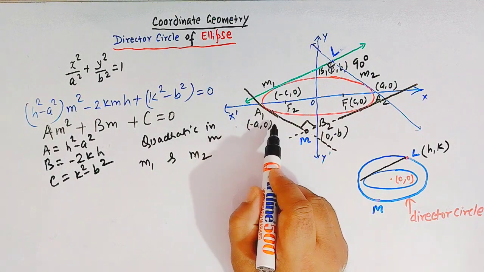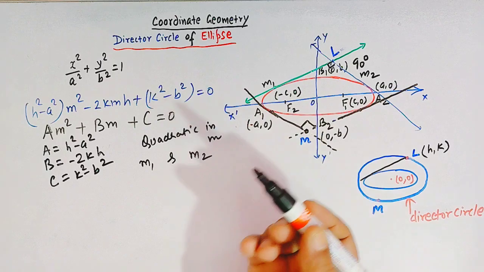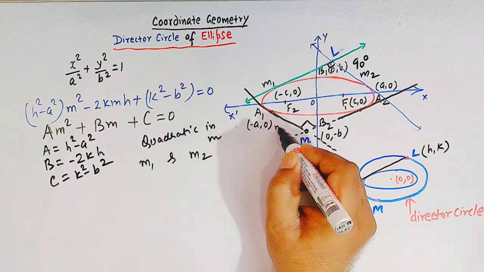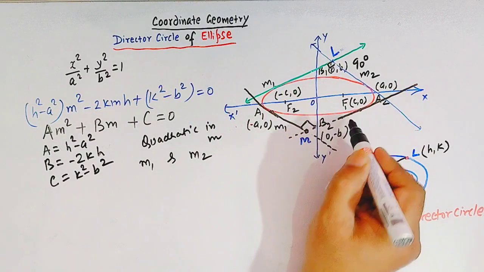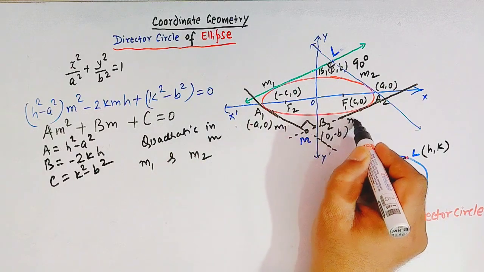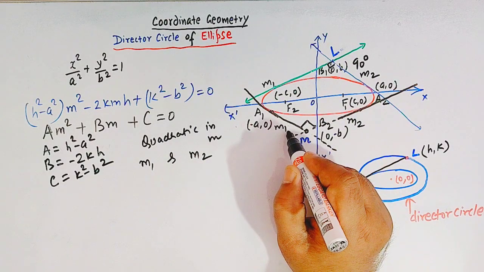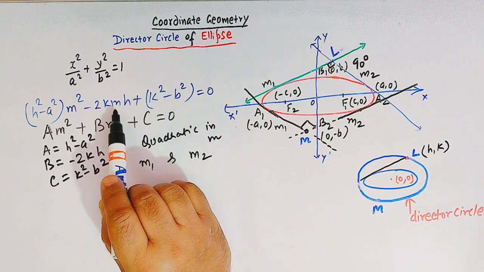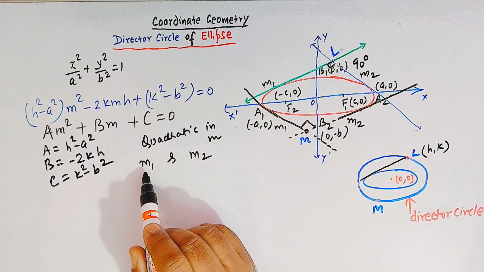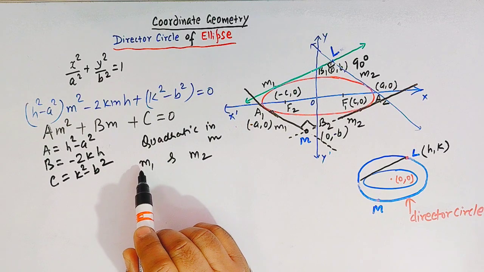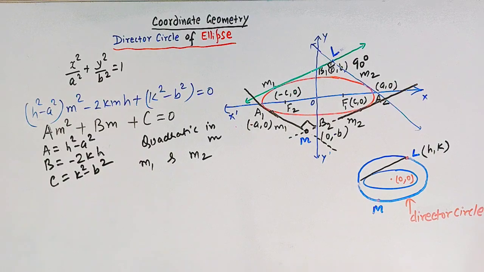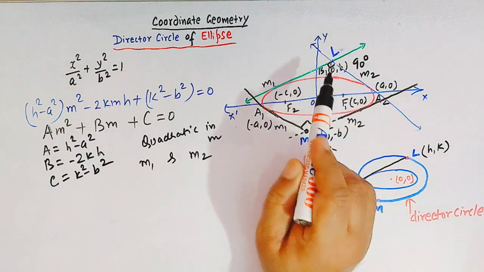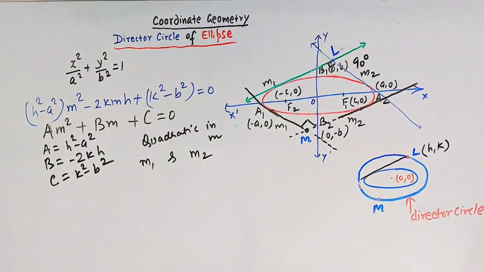And similarly, when we take these two tangents, then m1 may correspond to this tangent or this tangent, and m2 may correspond to this tangent or this tangent, right? So we have a quadratic equation in m which has two roots denoted by m1 and m2, and m1 and m2 represent the slopes of the tangents to the ellipse which intersect at 90 degrees.